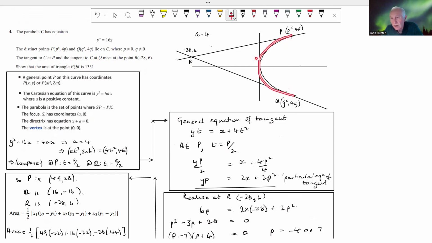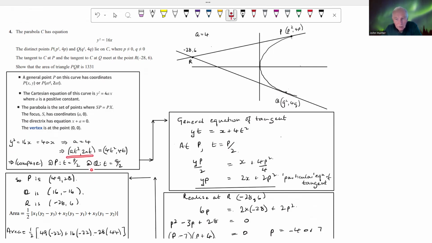All this argument can be extended to curves like this, which are going to be of the form y equals x squared. But problems like that are pretty rare, so we'll just stick with this. So what we've got here, therefore, is that y squared equals 16x. That's of the form 4ax, so we know that a equals 4.